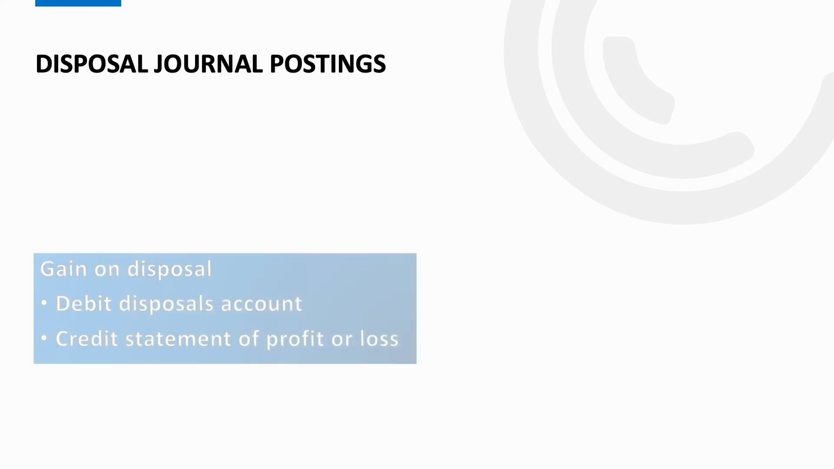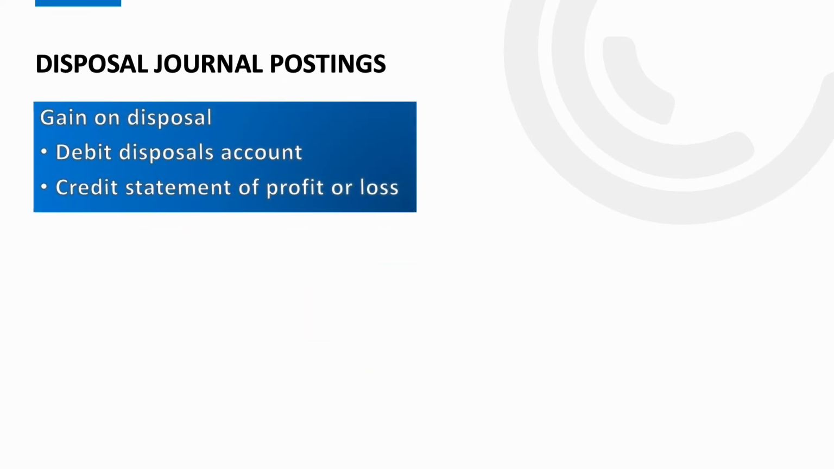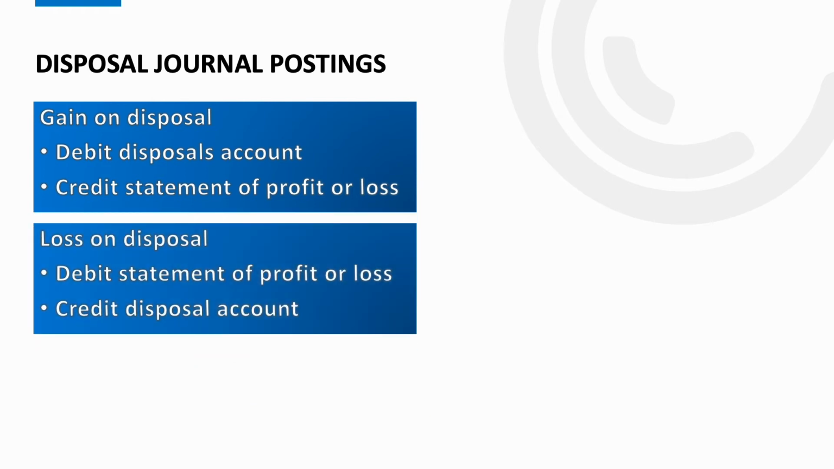To record a gain, the journal posting would be to debit the disposals account and credit the P&L as income to the business. If we made a loss on the disposal, we would debit the P&L as an expense and credit the disposal account.